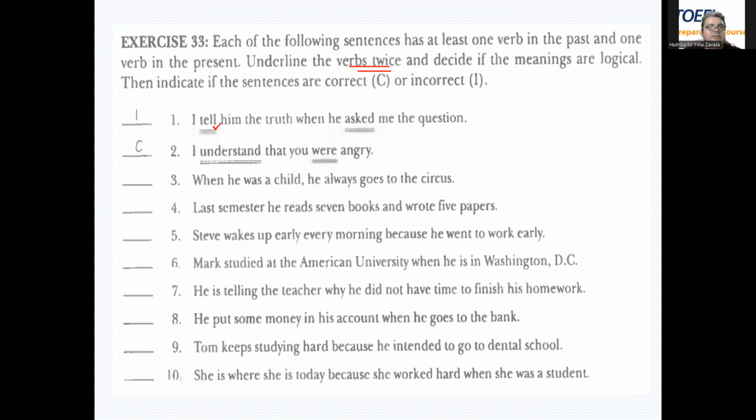So this is in the present and this is in the past. So it's incorrect. It should be: I told him, past tense, the truth when he asked me, past tense, the question.